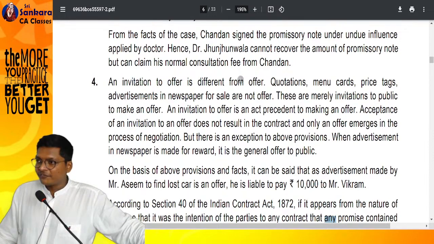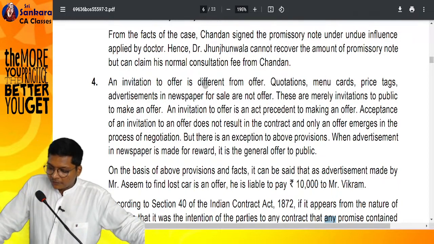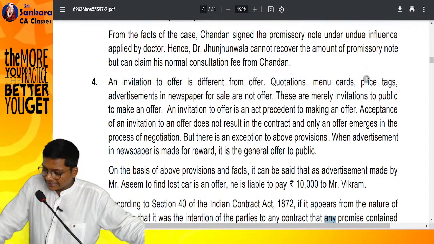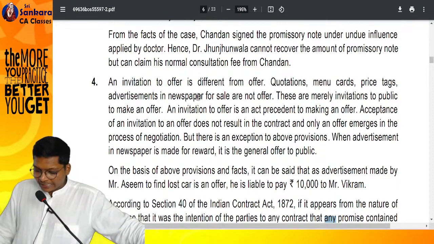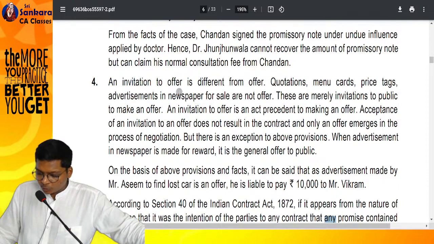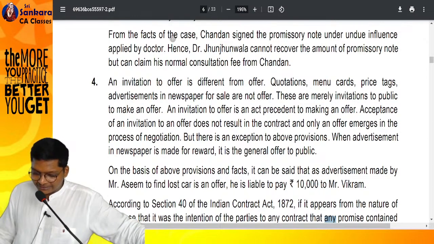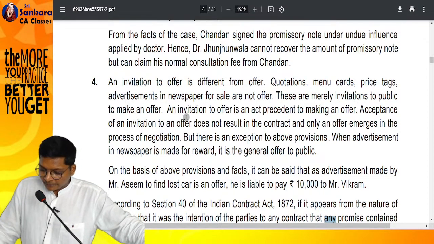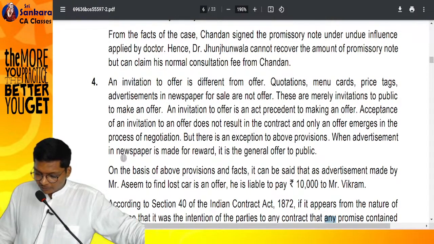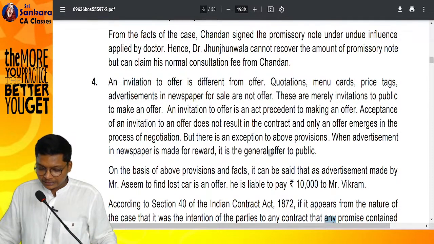An invitation to offer is different from offer. Quotations, menu cards, price tags, etc. for sale are not an offer. These are merely inviting the public to make an offer. Invitation to offer is an act precedent to making an offer. Acceptance of an invitation to offer does not result in a contract; only an offer emerges in the process of negotiation. But there is an exception to the above provision. When an advertisement in a newspaper is made for a reward, it becomes a general offer. On the basis of the above provisions and facts, it can be said the advertisement made is a general offer. So he is liable to pay 10,000.